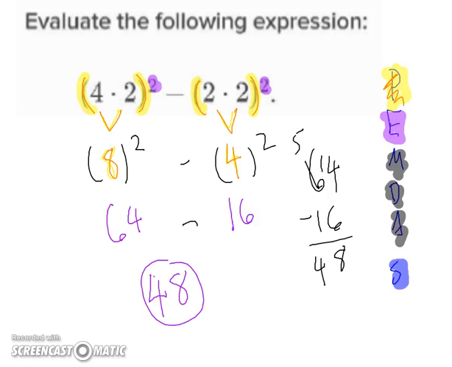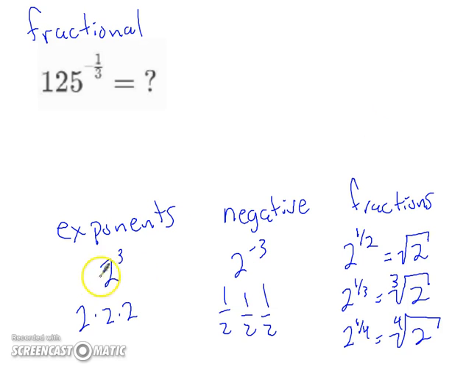Okay, so just again to review, exponents count how many times you times, negative exponents count how many times you divide, or another way of saying that is reciprocal. Fractional exponents are either square roots or cube roots or fourth roots or something like that. In other words, they're inverse functions to squares and cubes.